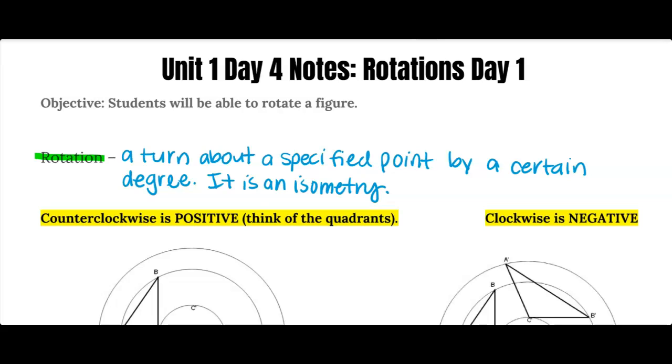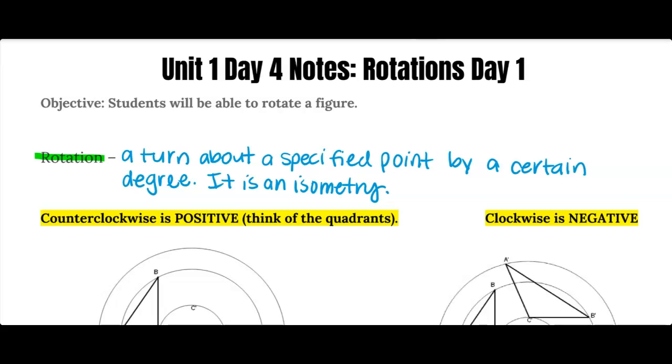And we'll always in this class go around the origin, and our degrees will be 90, 180, or 270 in different directions. And it is an isometry. So remember that means that the new figure will be congruent to the original figure. So your image is congruent to your pre-image.